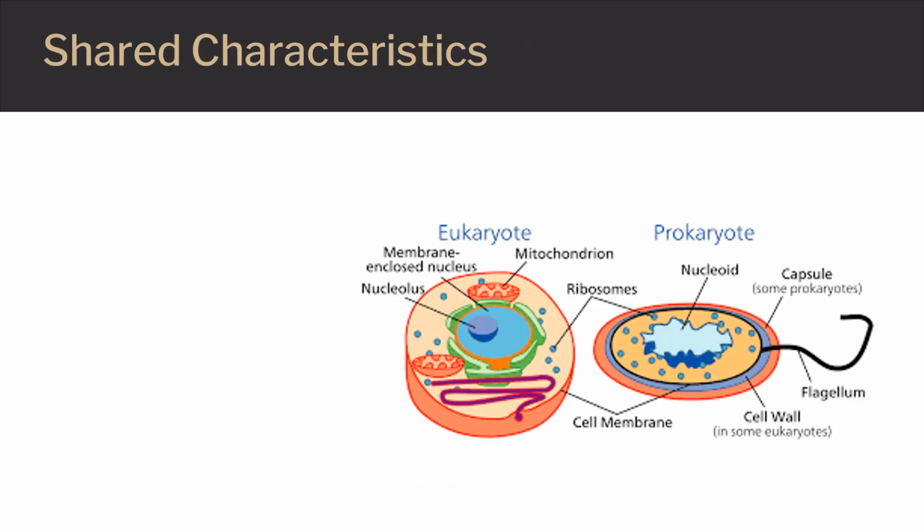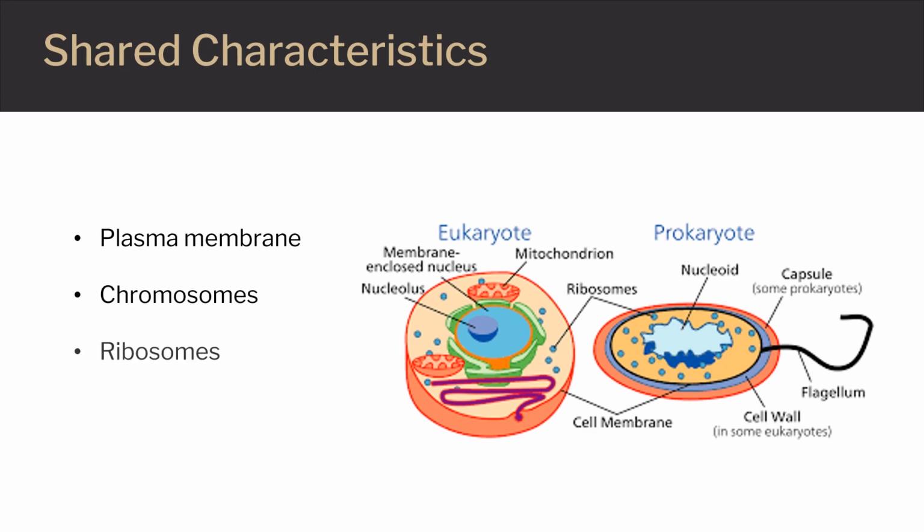Cells share certain characteristics. For example, every cell is enclosed by a plasma membrane. This membrane is vital because it regulates the passage of materials between the cell and its environment. Cells also have chromosomes which carry genes made of DNA. Finally, all cells contain ribosomes, which are small structures that make proteins.